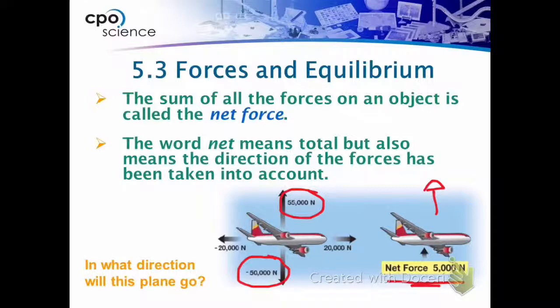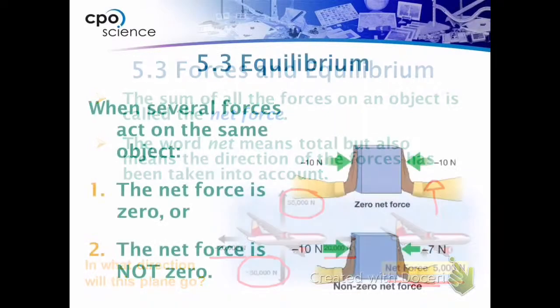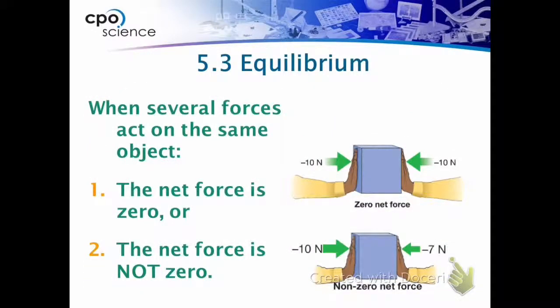Looking real briefly at the forward and backward forces, you've got 20,000 newtons of thrust from the engine and 20,000 newtons of drag from the air resistance. So in terms of forward and backward motion, the airplane's going to be moving forward but at a constant speed with no acceleration. When you have more than one force acting on an object, there's really only two things that can happen. You can have the net force equal to zero or the net force not equal to zero.